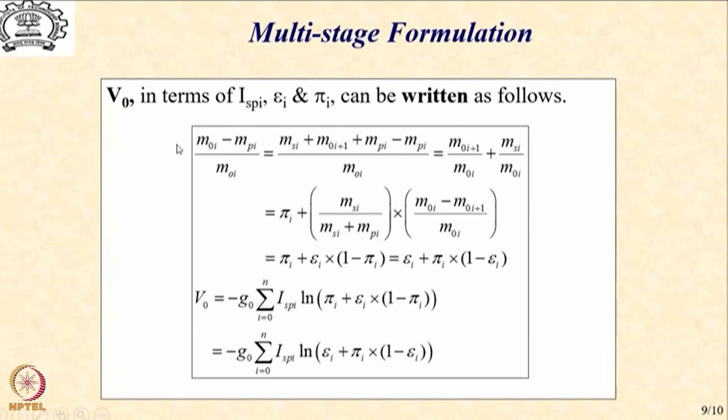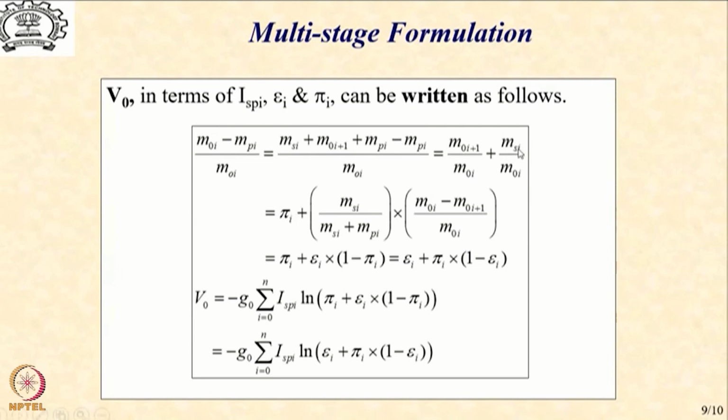I am just showing you the longhand derivation of this. So (m naught i minus mpi) by m naught i. So m naught i is nothing but msi plus mpi plus m naught i plus 1. I know it from my definition. But now mpi gets cancelled. So what is left is msi plus m naught i plus 1 divided by m naught i. Now I separate the two terms, and the first term, that is m naught i plus 1 by m naught i, is nothing but my pi i by definition.